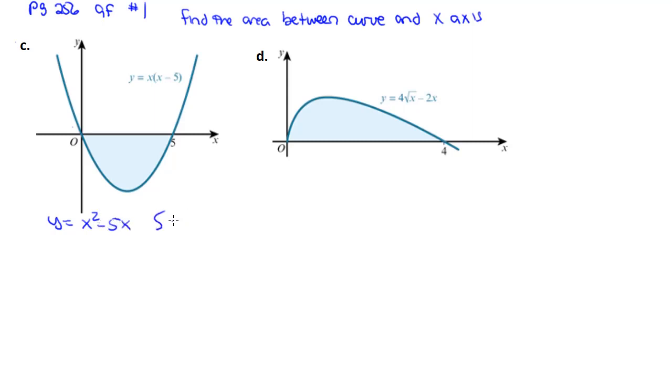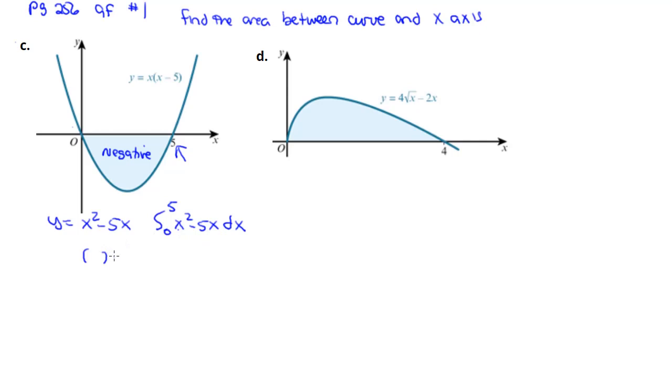So if I go ahead and write this, I go ahead and multiply these together. I get x squared minus 5x. These are my limits, 5 and 0. That's where the area's boundaries are. And so now all I got to do is do an integration. This is not a big deal.